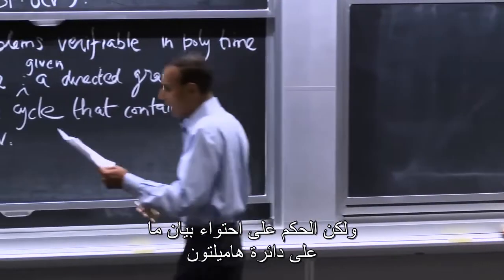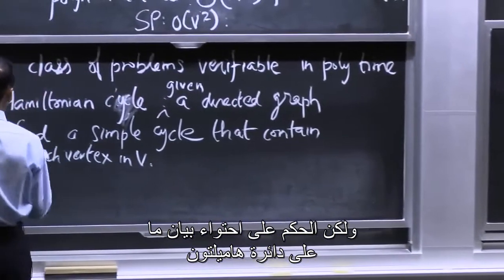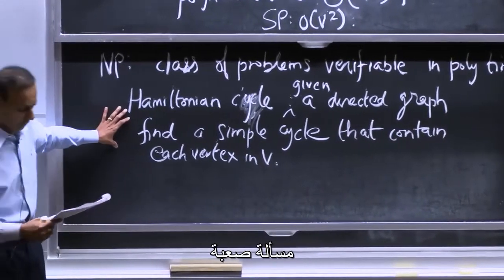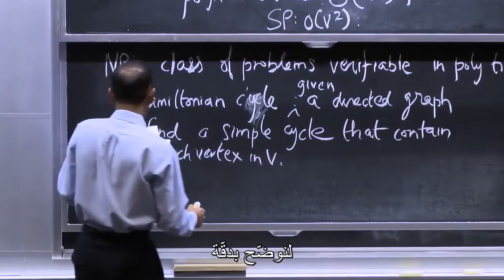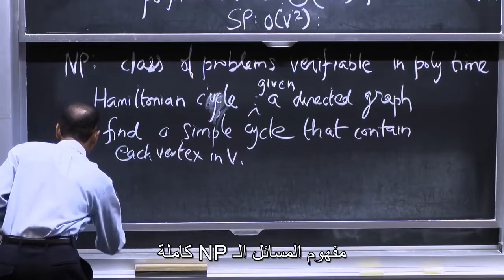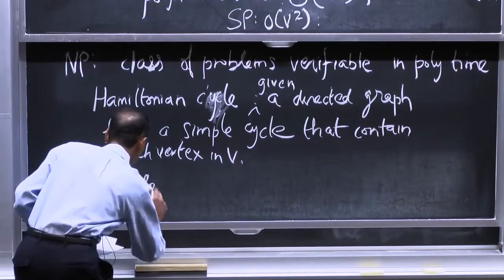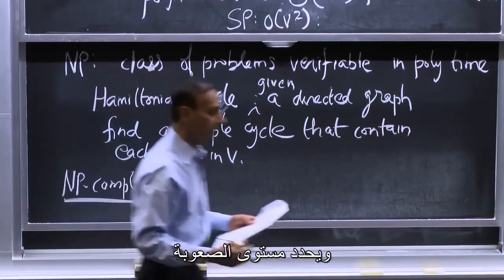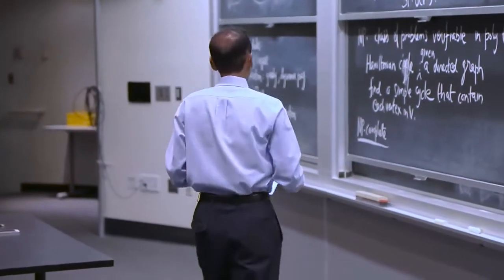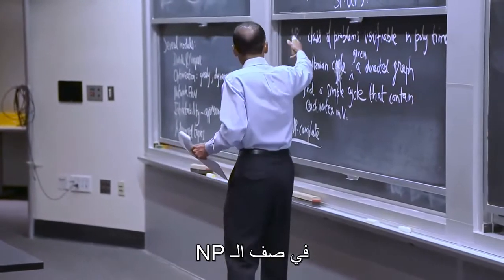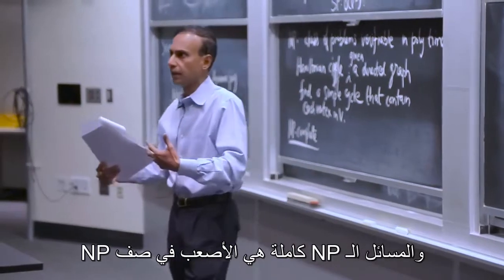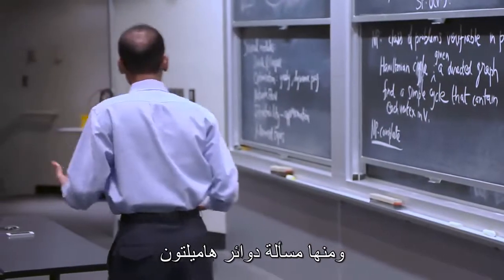But determining whether a graph has a Hamiltonian cycle or not is a hard problem. And in particular, the notion of NP completeness is something that defines the level of intractability for NP. The NP complete problems are the hardest problems in NP, and Hamiltonian cycle is one of them.